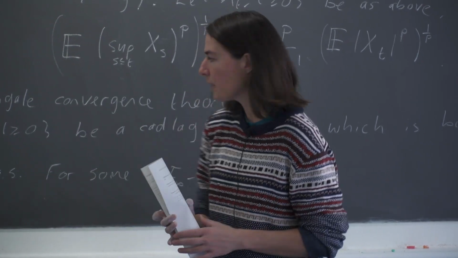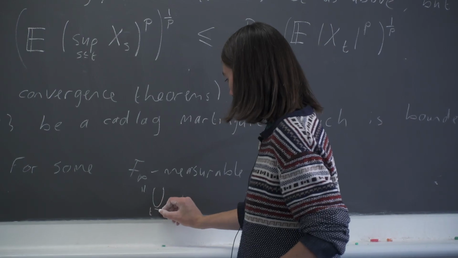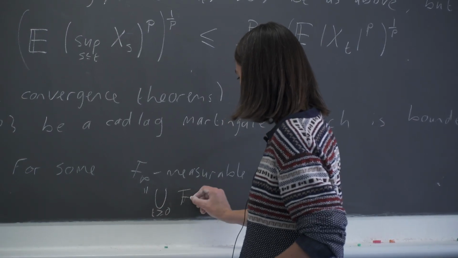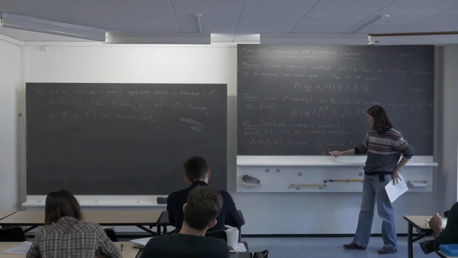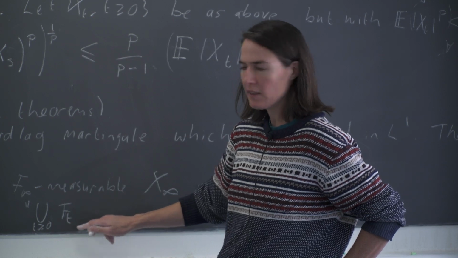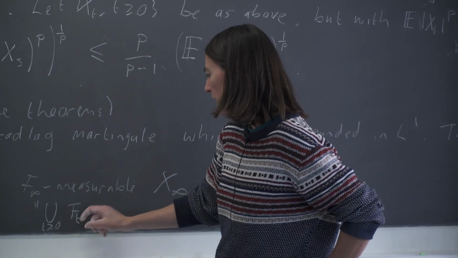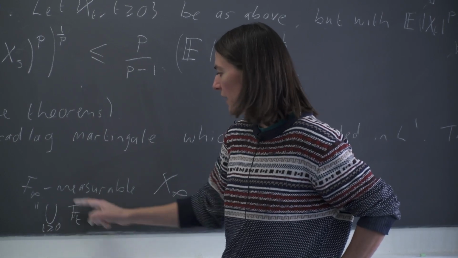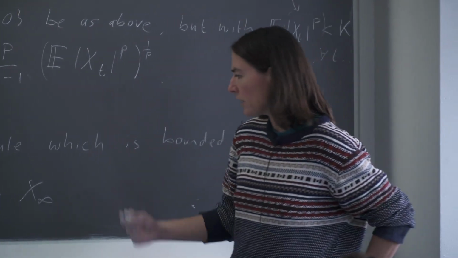What is F_infinity? Okay, so this is exactly the union of F_t over t greater or equal to 0, and this exists because these are increasing sigma algebras. So you can sort of think of this as the limit as t goes to infinity. This contains more and more information, and it's a sigma algebra in its own right. Okay, but yeah, good question.